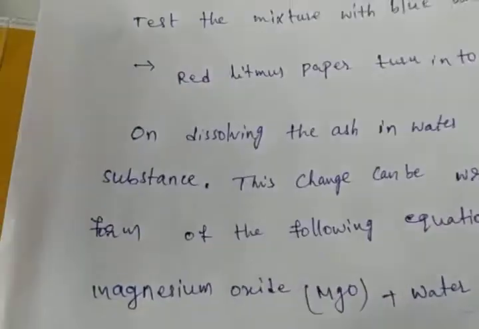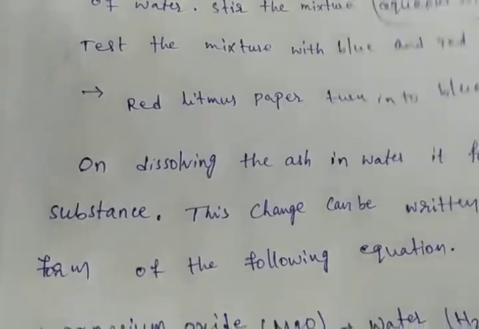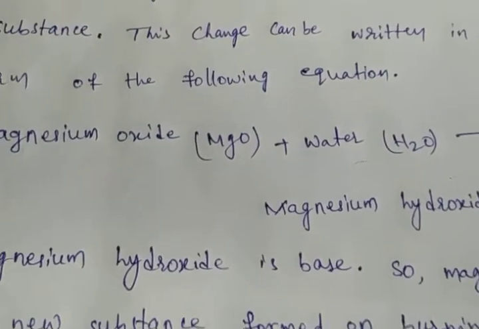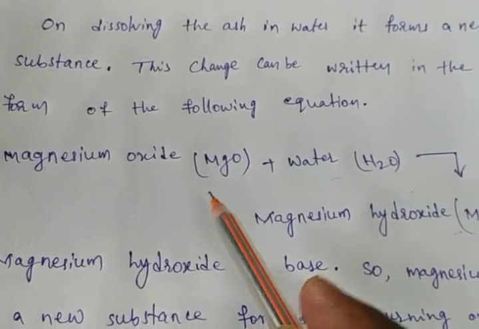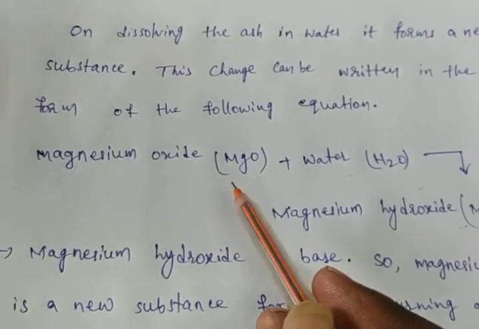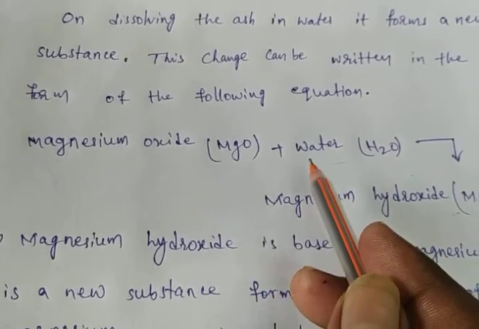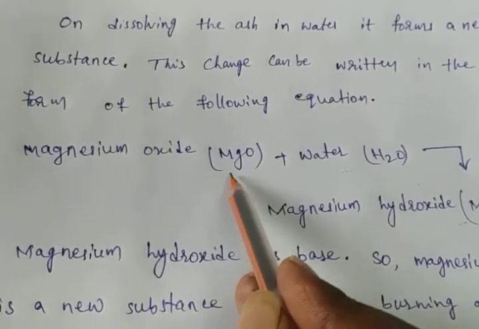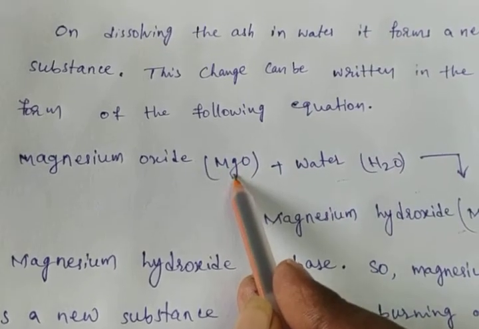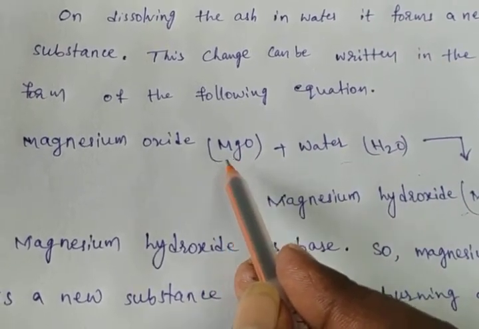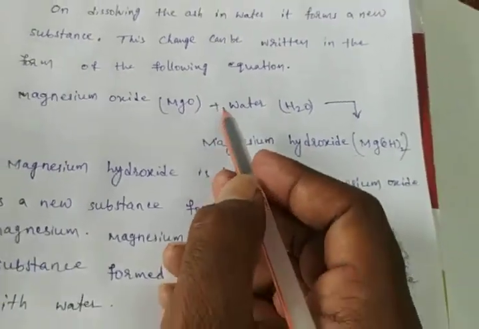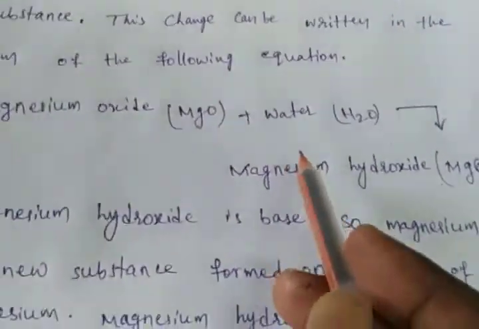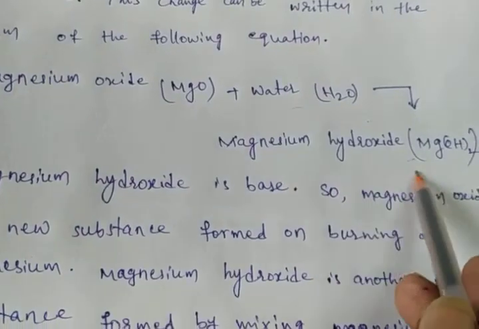Okay, once you observe the equation, we can understand everything easily. In the first step, when we are burning the magnesium ribbon, what will happen? Magnesium reacts with oxygen to form magnesium oxide. This magnesium oxide, MgO, is the ash. After burning we can collect the ash. This ash is mixed with a small amount of water. After that it will form magnesium hydroxide.